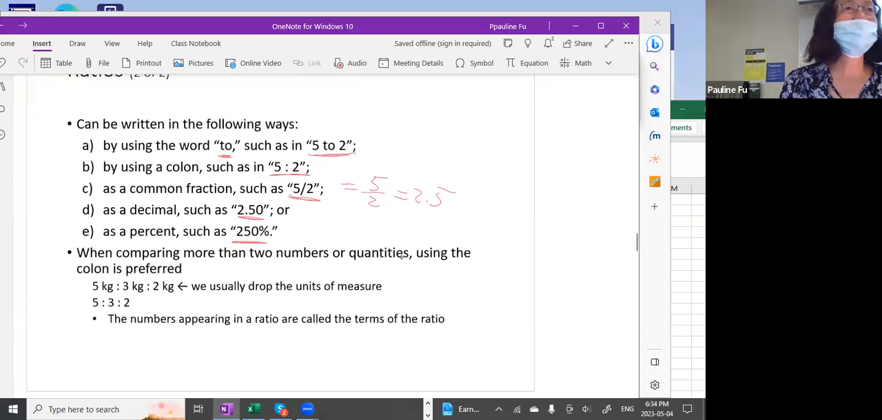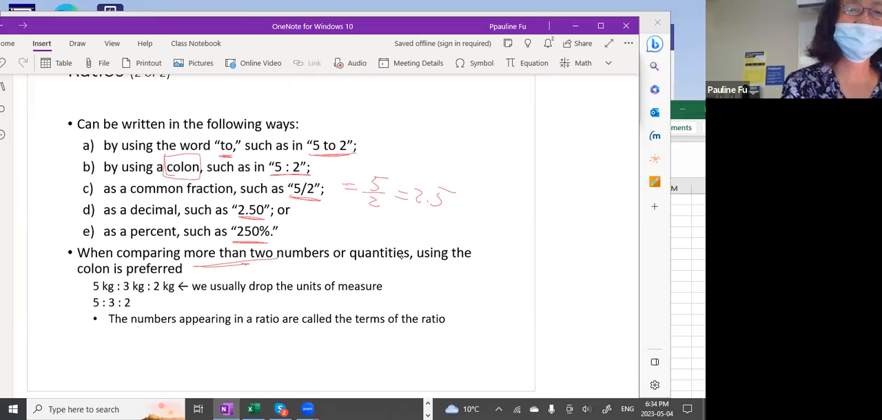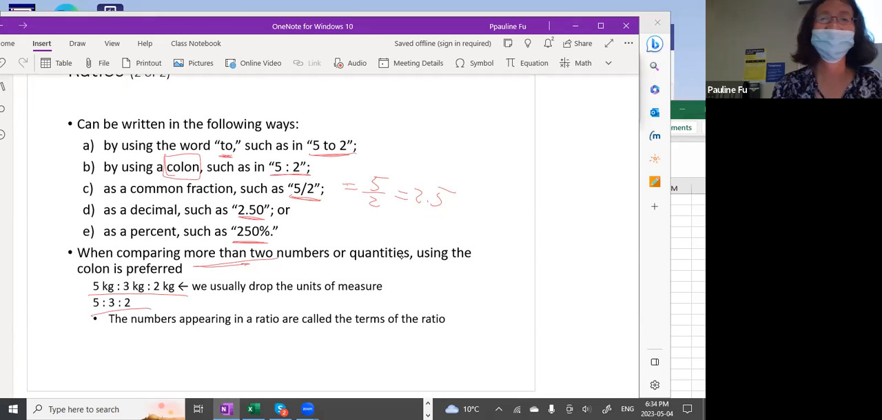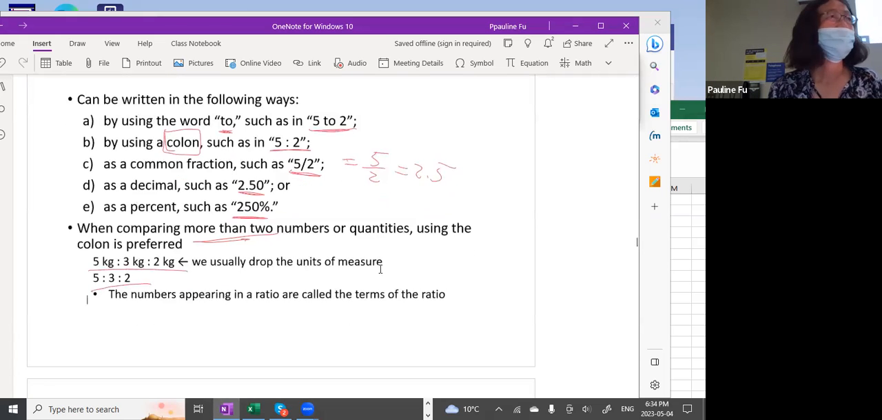Although there are many different forms, when you compare 2 or more than 2, we usually use the colon format. For example, 5 kg to 3 kg to 2 kg. And usually we'll drop the unit. Just write down 5 to 3 to 2. Questions?